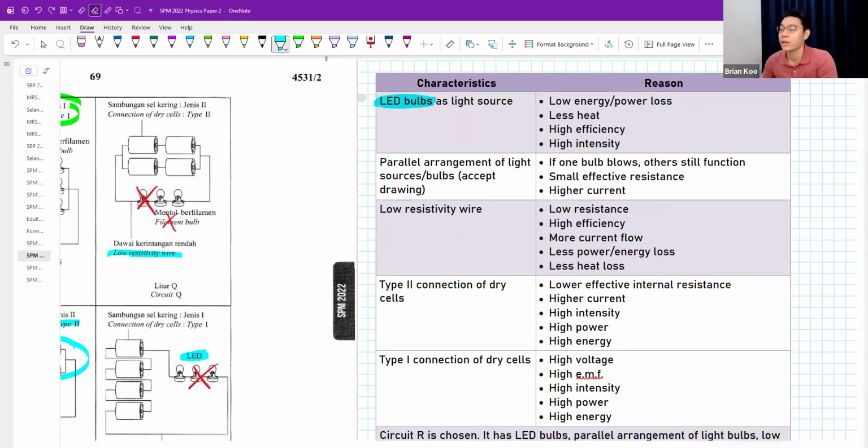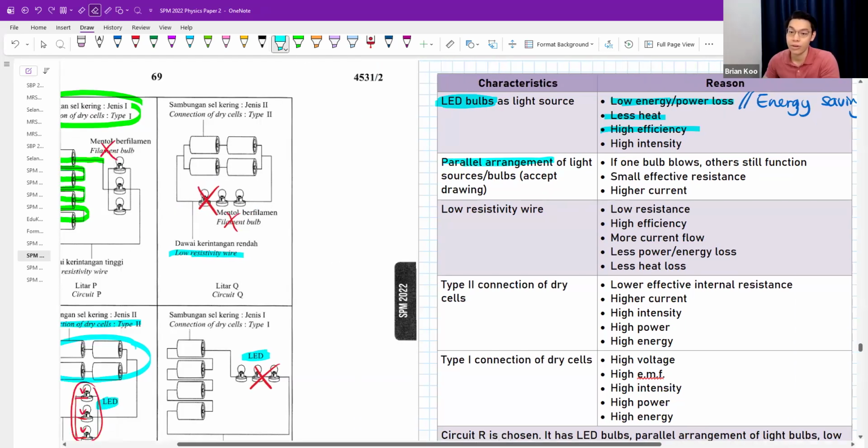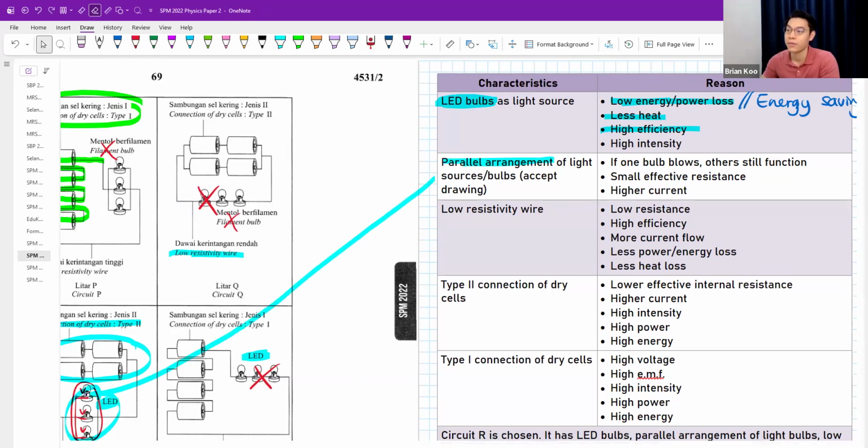Best reason: low energy loss, low power loss, less heat produced, high efficiency. Okay, you can say very energy saving. We like to say that also. Save a lot of energy, low energy use. Then I want a parallel arrangement of light source, or you can say of light bulbs. They accept it if you draw the arrangement of your light bulbs too, showing you don't want the series one. If one bulb blows, the others can still function. We like to say this.